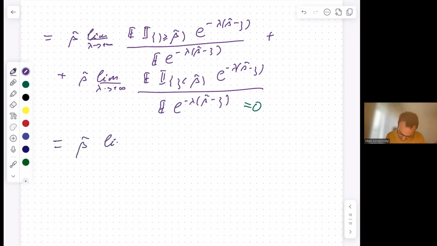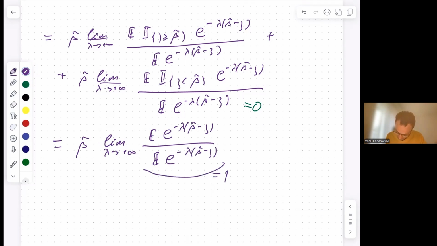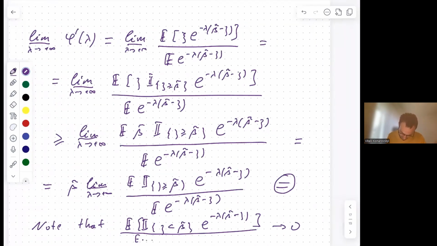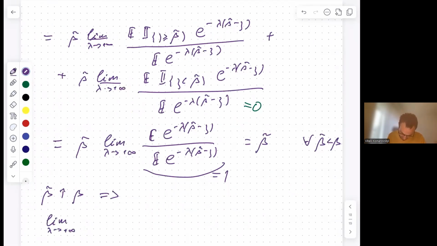Beta, limit as lambda goes to plus infinity of the expectation of e^(-λ(β̃ - ξ)) divided by the expectation of e^(-λ(β̃ - ξ)), and this is equal to 1. And that is for every beta tilde smaller than beta. And now we may make beta tilde go to beta. And we obtain that the limit from below, as lambda goes to plus infinity, of φ prime of lambda is larger or equal than the limit of beta tilde, and that is beta.